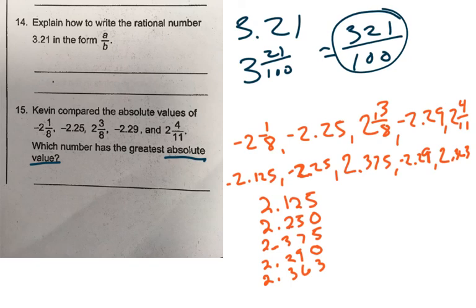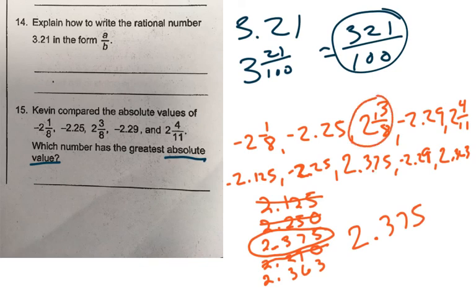I have a 1, a 2, a 3, a 2, and a 3. I'm looking for the biggest number, which is 3. That means these ones are out. So these both have 3 in the tenths place, so I need to go to the hundredths. Oh, right there. 2 375 thousandths is the biggest. I'm going to look up here. What one does that go with? Okay, it goes with 2 3/8. 2 3/8 has the largest absolute value.